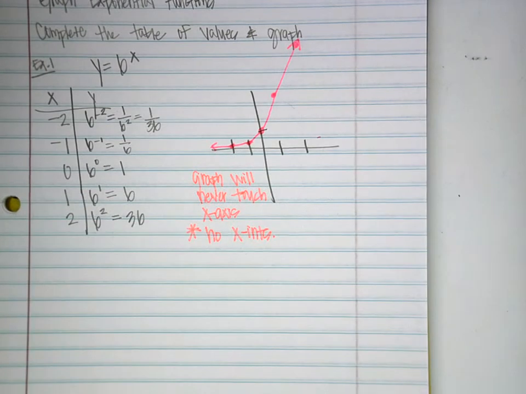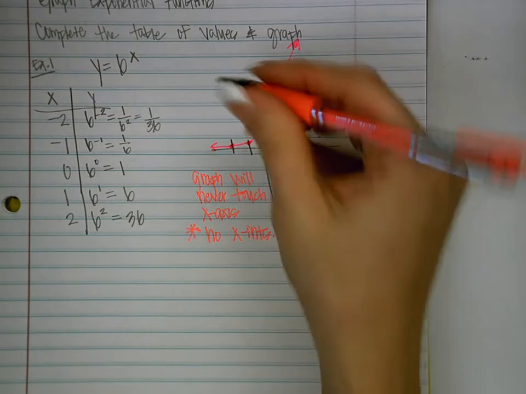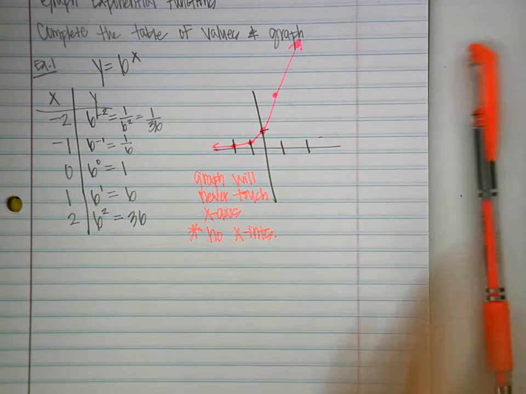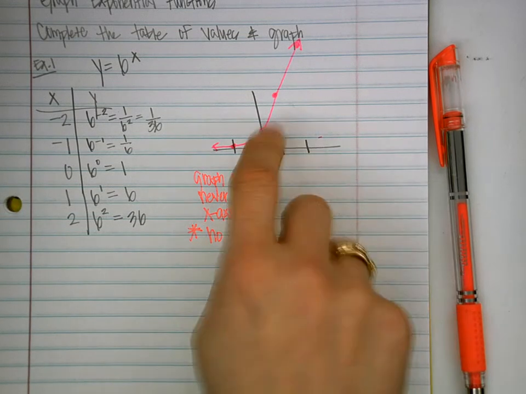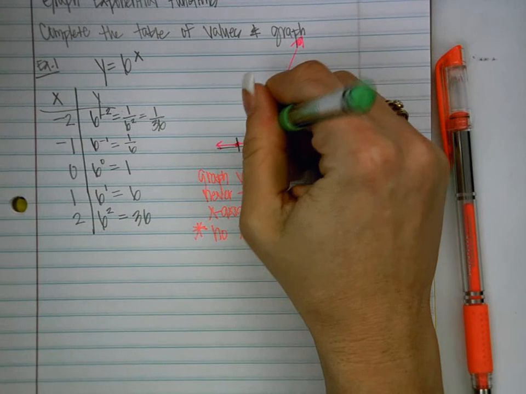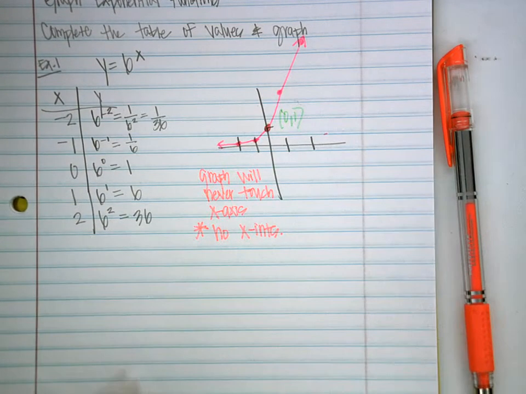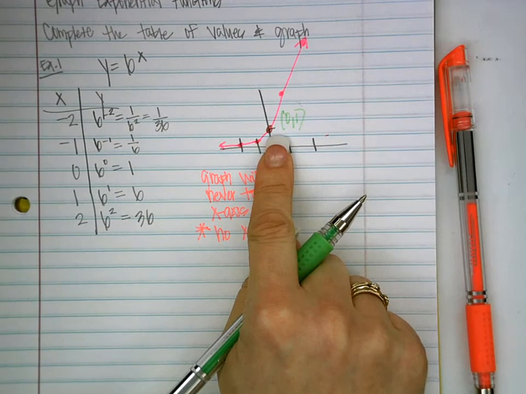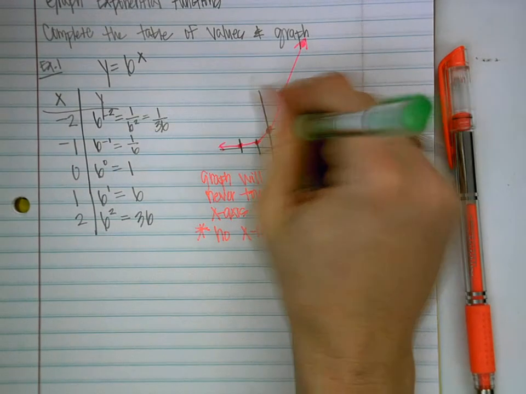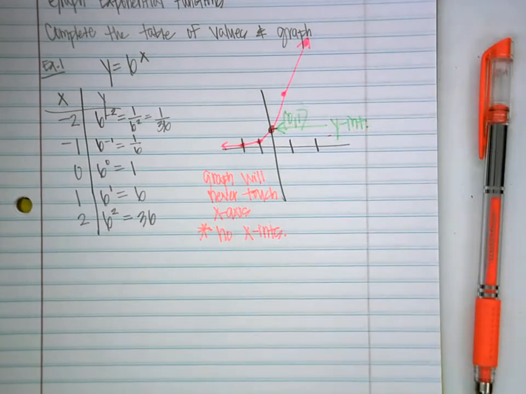Just keep that in mind. There are never going to be x-intercepts on an exponential graph, ever, unless you do something wrong. This graph will never touch the x-axis. Another really important point here is 0, 1. What is this called right here? What's it called where it touches the y-axis? The y-intercept. The y-intercept is at 0, 1.